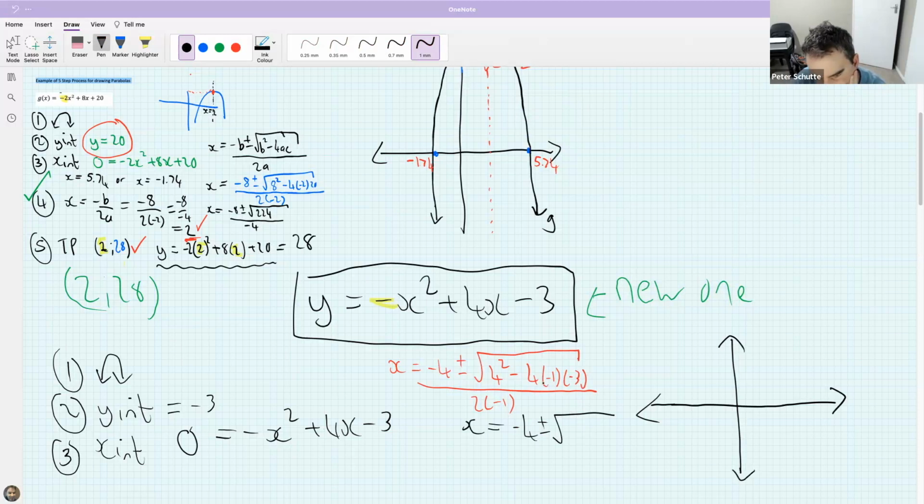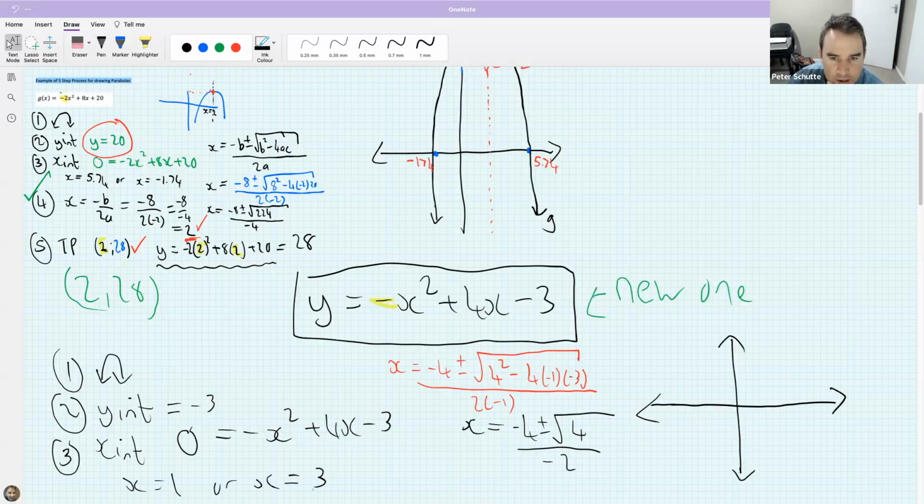This is going to be minus, minus, minus. So that's going to be over 4 over -2. So -4, yeah. X is 1, yeah. Okay, you guys are right. X is 1 or X is 3. Okay, what about step 4 and 5?